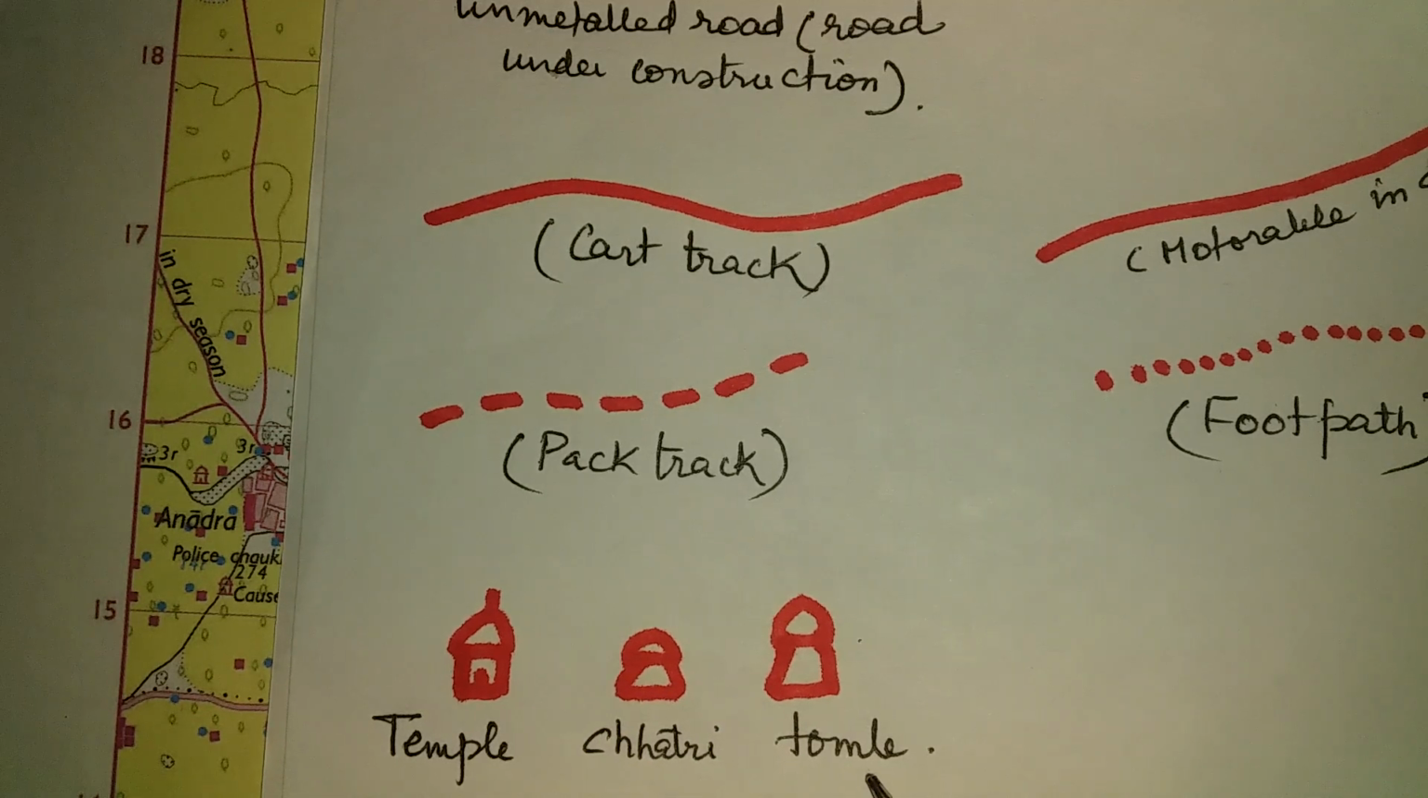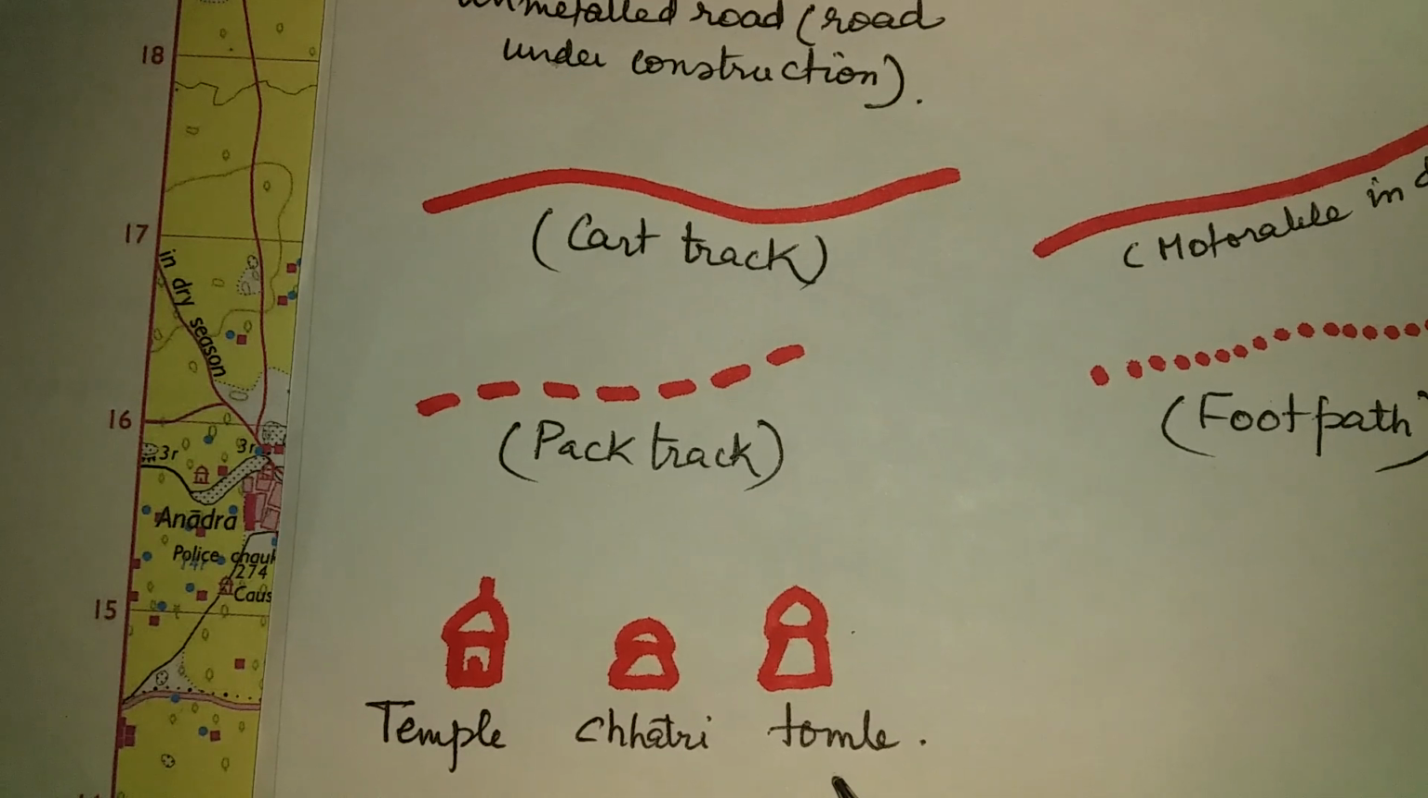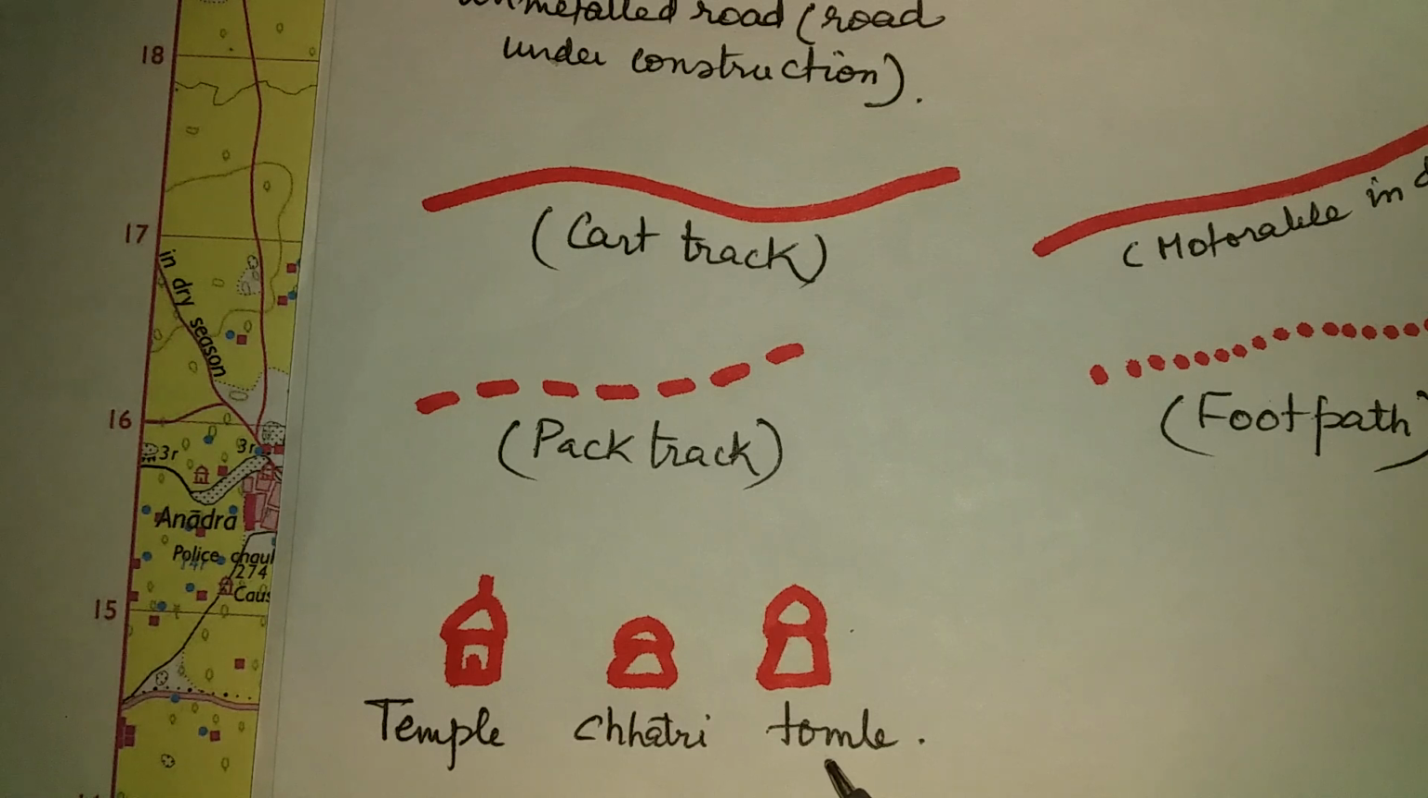And this is a tomb, or sometimes it can be used for offering prayers. So these three are very common in 45D/7 and 45D/10.